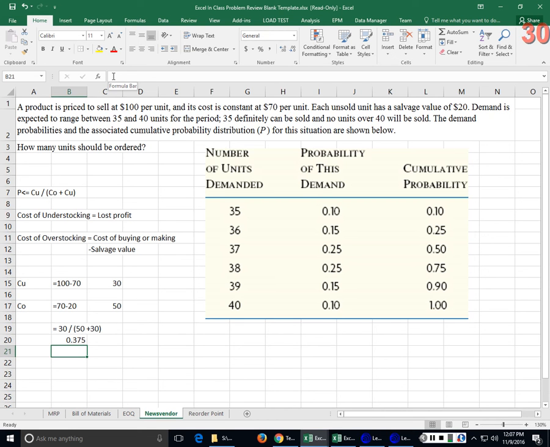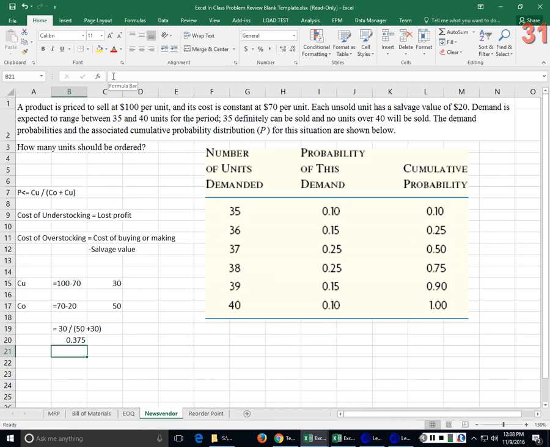Okay. So this is your probability of selling them, your cumulative probability of selling them, and your 0.375 represents the targeted probability of not selling them, okay? And so there's two ways to get there.